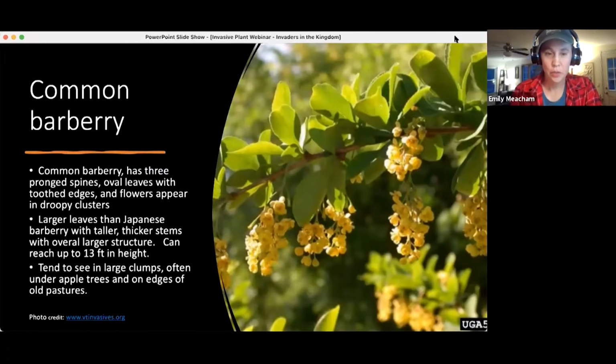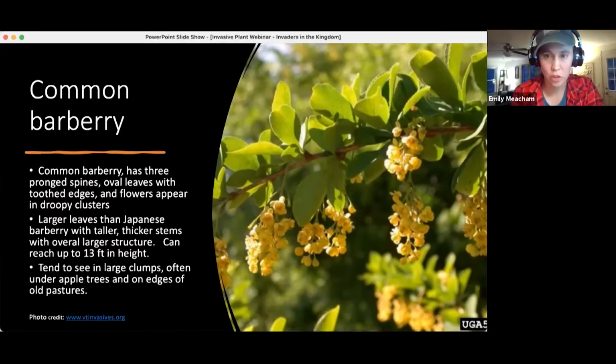Compared to Japanese barberry, the leaves are larger. They have a little bit of a tooth margin. They're just kind of less delicate in structure and they have thicker stems. Instead of the individual thorn, there are 3-pronged spines along the stem. Like I said, oval leaves with toothed edges. The flowers are still in clusters, but they're larger and tend to be a little bit more yellow in color. The common barberry plants can grow really, really tall and are more in clumps.